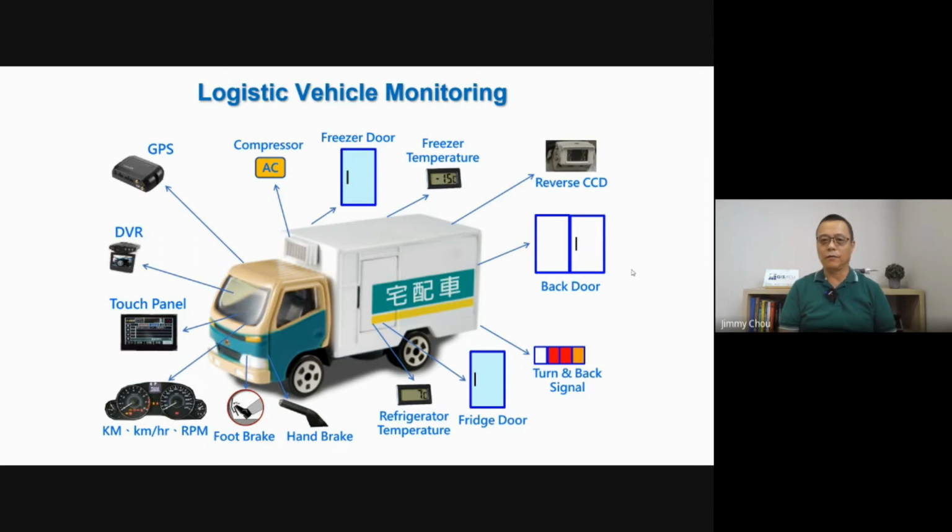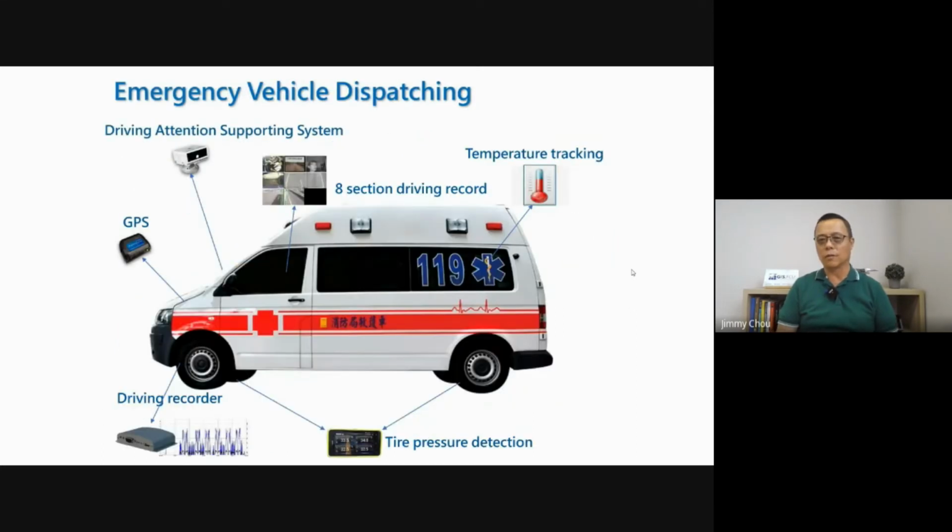And whether the logistics vehicle is opening or closing the gate correctly, or if there's a refrigerator or freezer inside, whether the temperature is correct, and also the camera. Also whether it puts on the right turn signal before a right turn and the left turn signal before a left turn, and whether it's overspeeding or stopping where it was not supposed to stop, or the back door is not closed safely. All this kind of information is not only for logistics, but also for emergency vehicles.